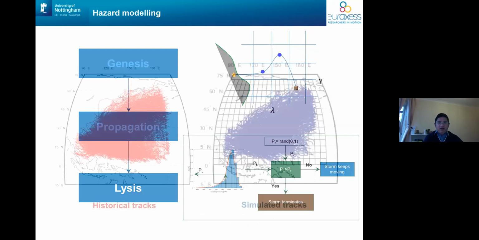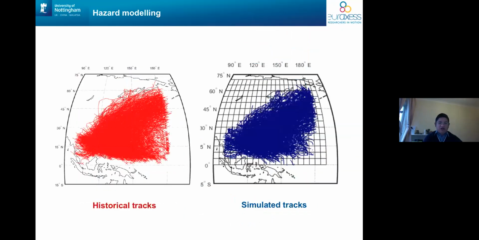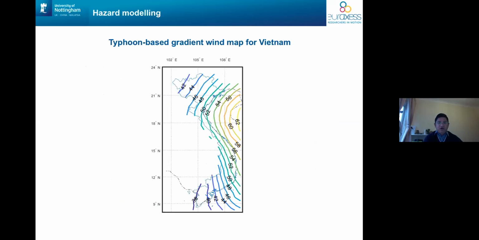In this figure, the left figures with red lines are the historical tracks from 1951 to 2019, and the blue tracks are the simulated tracks. From these simulations, we develop a typhoon wind map for Vietnam. The contour lines are the gradient velocity, the gradient extreme velocity for 50 years of return period.